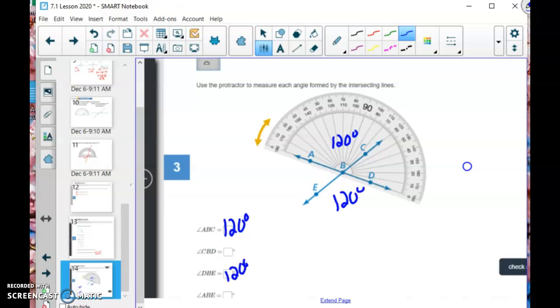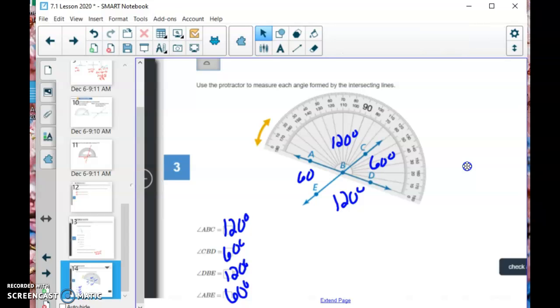Well, if this angle here is 120, this one has to be a straight line with it. So that means that this angle here has to be 60. And then this angle here also has to be 60 in order for it to totally sum to 360 degrees.